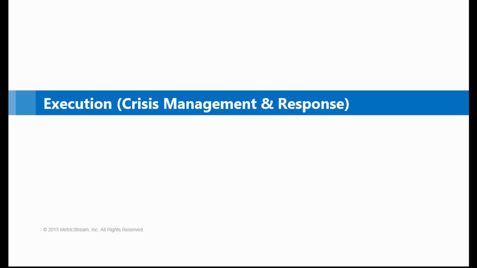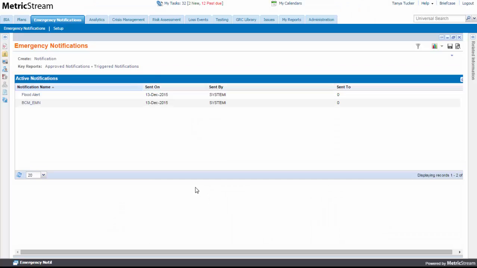So now that we've talked about BIAs and BCPs, we're going to move on and talk about the actual execution now that we've finished going through the preparation and documentation of our plans and our response steps. What happens if an incident actually occurs? So let's talk briefly about emergency notifications.